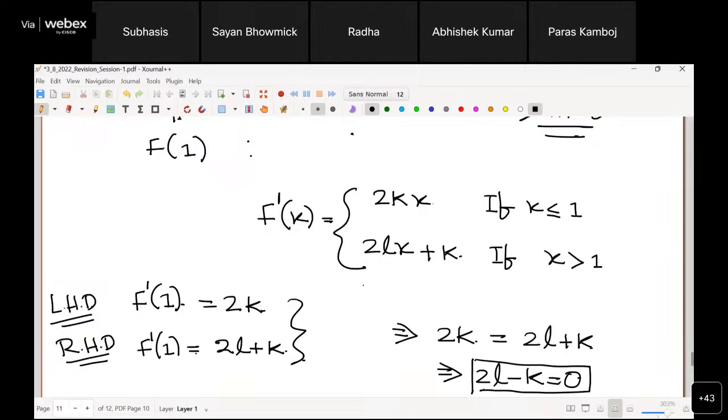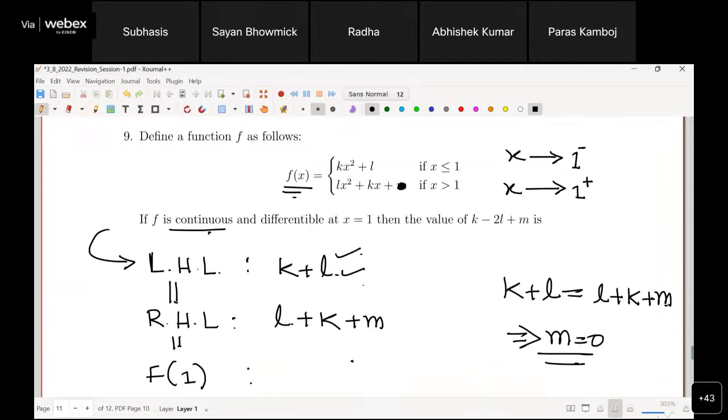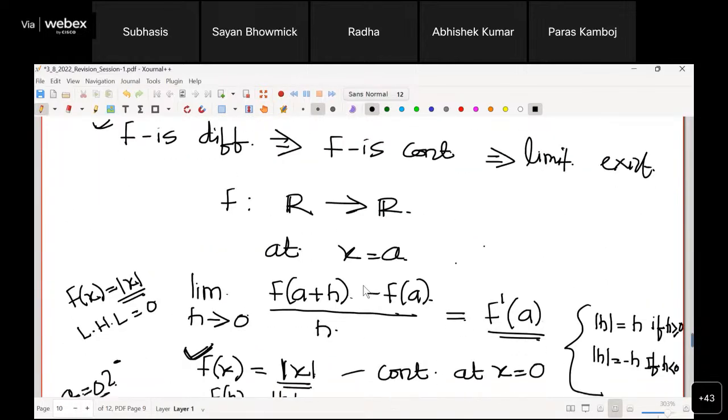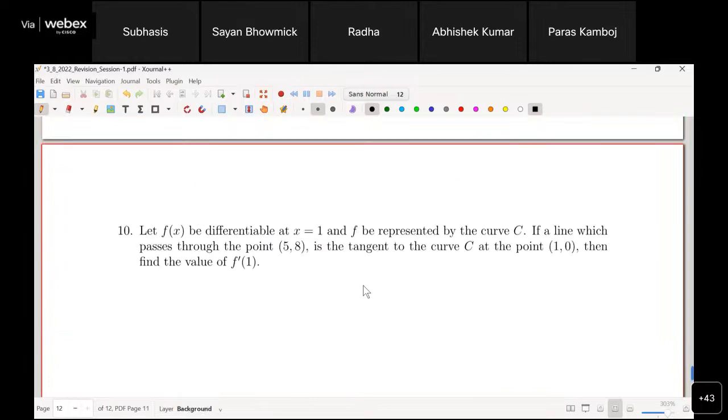So again, my aim is 0 and 2l minus k is 0. If you compute this, then this also will become 0, because k minus 2l is 0. Probably the next thing is how you can compute the tangent line.